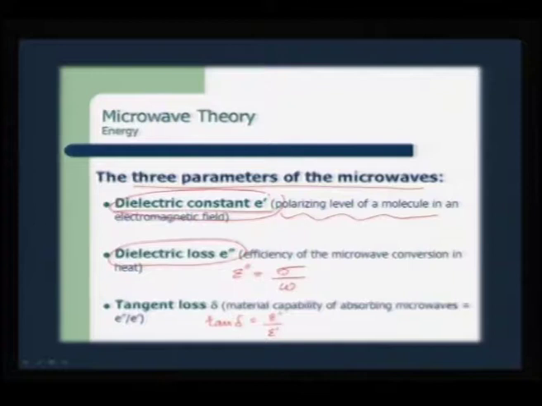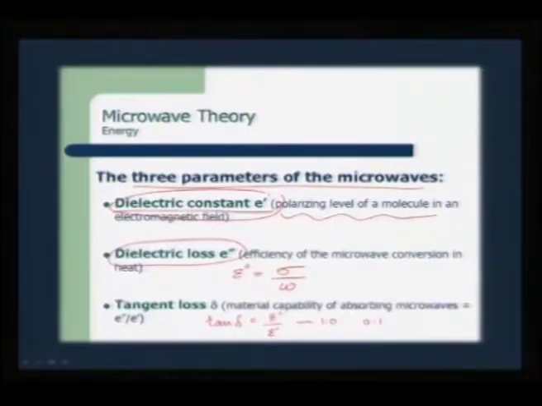So, this is called tangential loss or loss tangent, and loss tangent is nothing but the material's capability to absorb microwave. So, if loss tangent is close to unity, then you say there is maximum capability of the material to absorb. Suppose it is less than 0.1, then it is a material which will couple very poorly. So, if you have data for tangential loss, then you can easily map what sort of material can be used for the reaction, and you can fine tune the frequency to affect this.